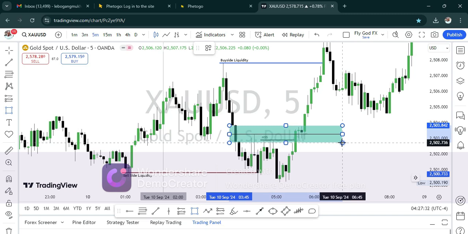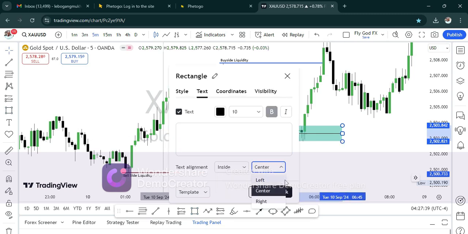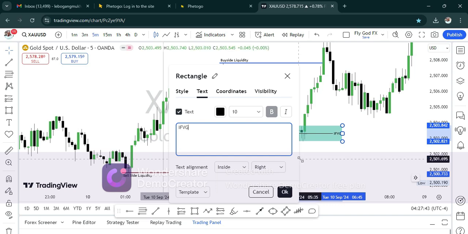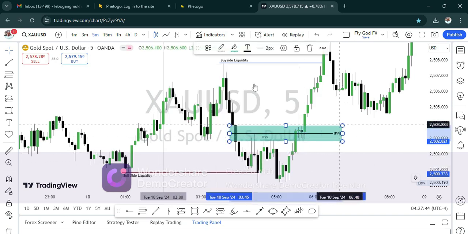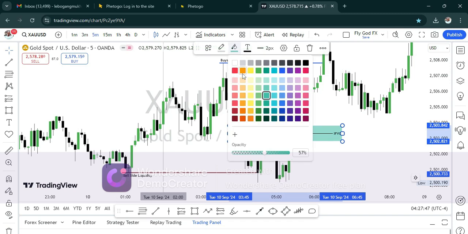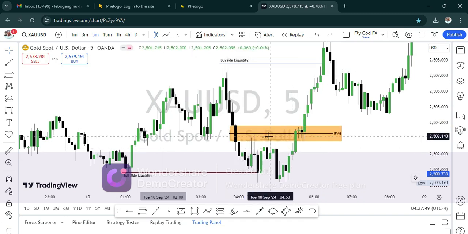So this is another thing that you can use. This is an inversion. Inversion fair value gap. Let's put it so that it can be visible.